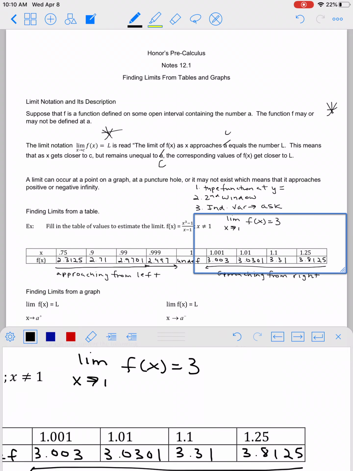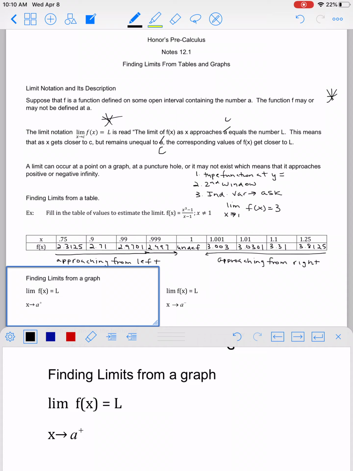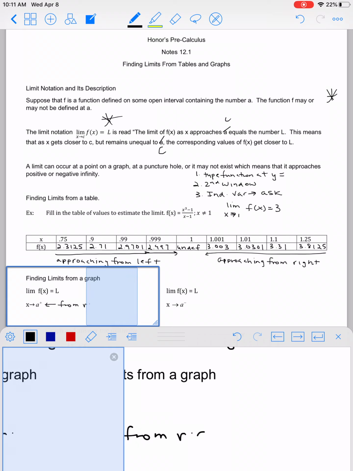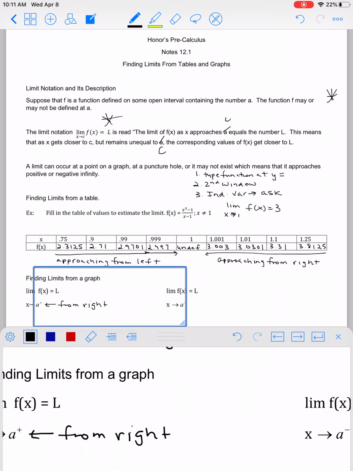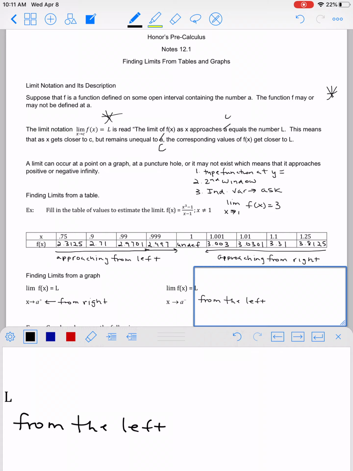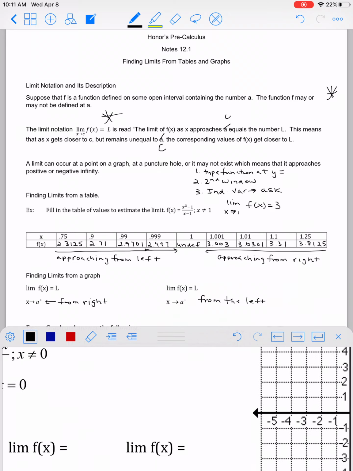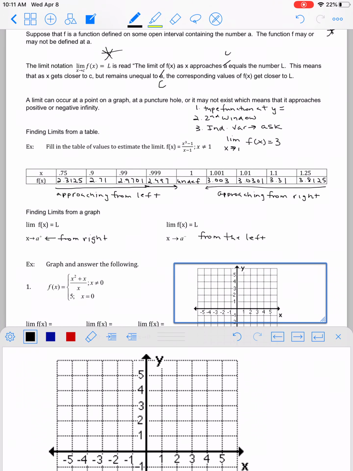Now, tables are pretty simple to work with. Now let's focus on the graphing notation. So finding limits from a graph, the limit as x approaches a, this little plus sign right here means from the right. So we're approaching that value from the right-hand side of our graph. And this one right here, the little minus sign, means we are approaching from the left.